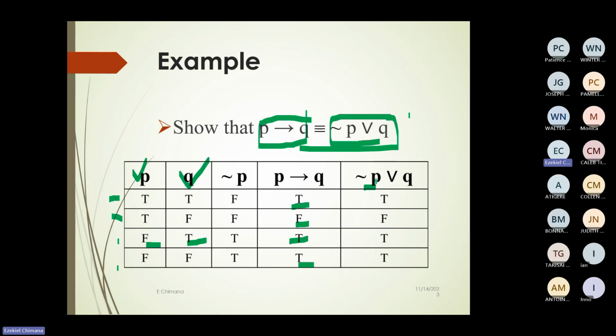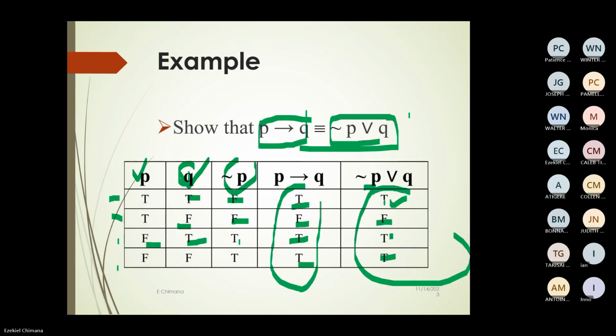Now you do the negation of P or Q, the OR operator. You are looking at these two columns. False or true gives you true, false or false gives you false, true or true gives you true, and true or false gives you true. Then you look at these two: when you have a true here, you have a true; when you have a false, you have a false; true, true; true, true.